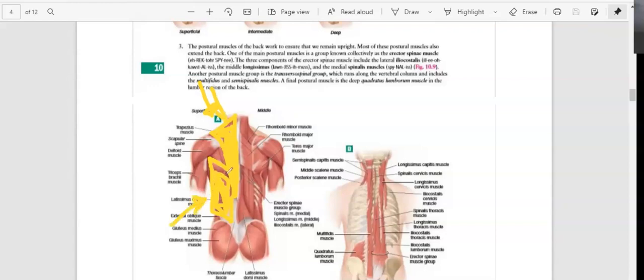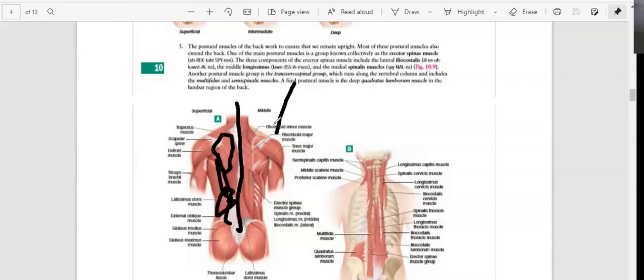So they are going to be responsible for covering most of your back, at least the superficial part of it. Deeper than that, if we remove all these muscles, we can look at this other view right here. So your back is being divided into two areas. This is going to be the superficial muscles, and these ones are going to be some of the deep muscles that we have. Once you remove the latissimus dorsi and the trapezius, you should be able to see these muscles right here.